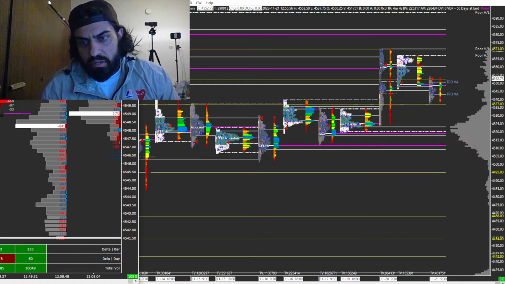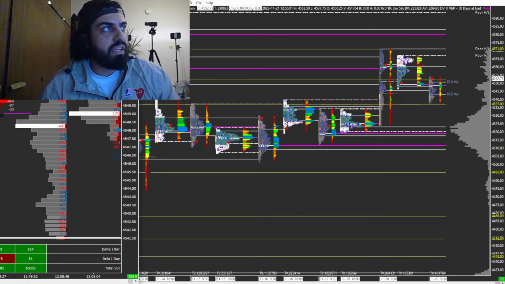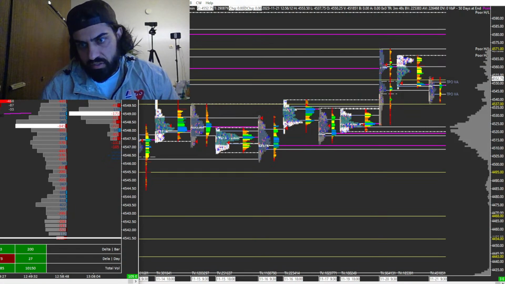Yeah, I would rather the negative delta accumulate at lows to trap traders. But to get them trapped, what would have to happen is buy delta to come out. Because if there's no buyers and sellers aren't getting trapped, you're just going to see the continuation to the downside.